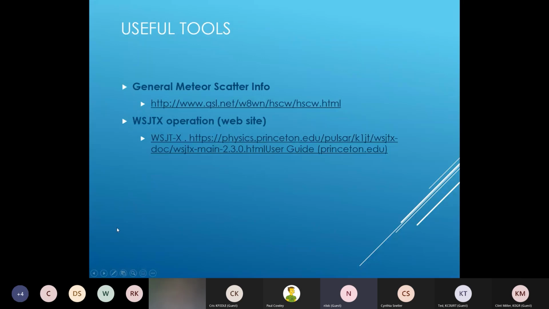General meteor scatter information also gives you more of the geometry of meteor scatter, that kind of thing. There's the QSL.net and the WSJT-X operations site.